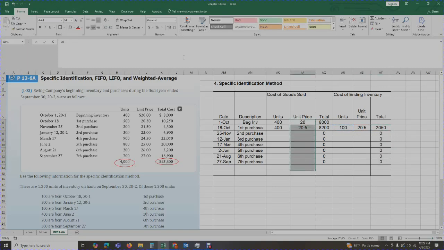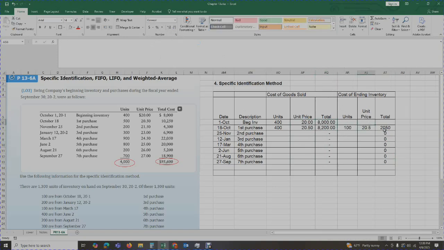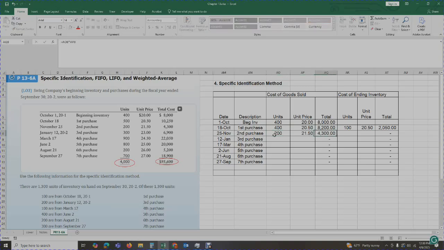Now let me just format this real quick so it can look a little bit cleaner. There we are. Okay, so we need to be very careful here. They're telling you from each batch what you're keeping. So from the first purchase, I'm keeping 100, which is what I have here. I had 500, I'm keeping 100. That means I must have sold 400. From the second purchase, I didn't keep anything, so I sold everything, at $21.50.